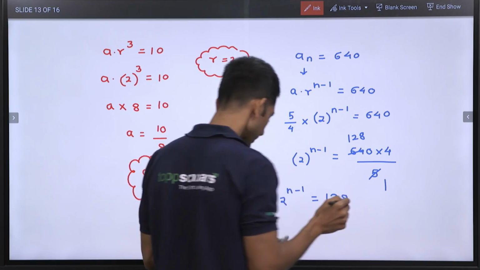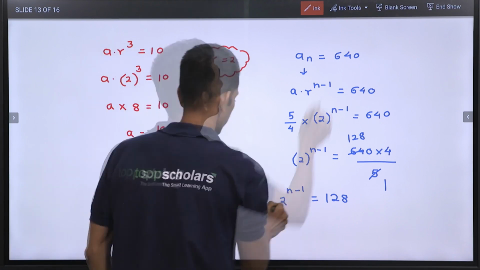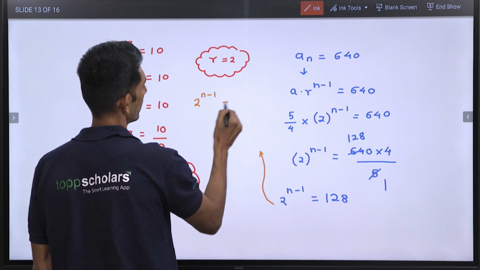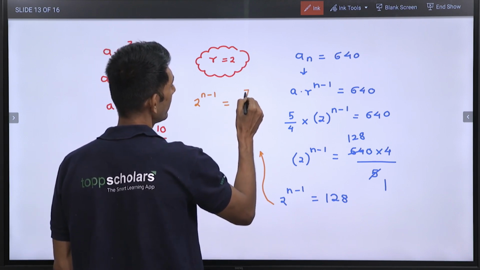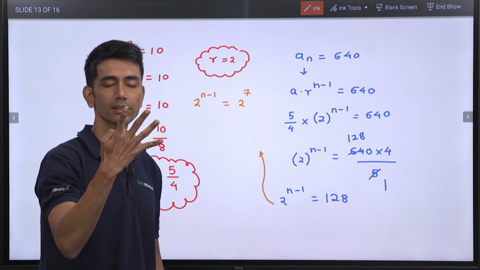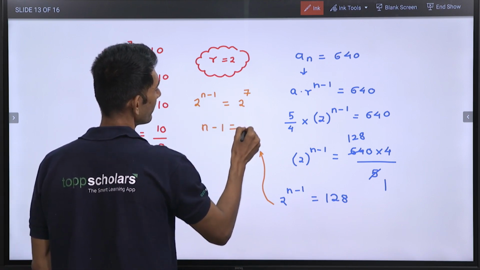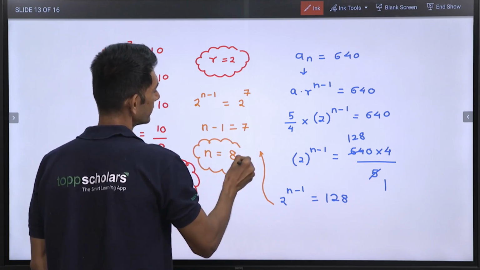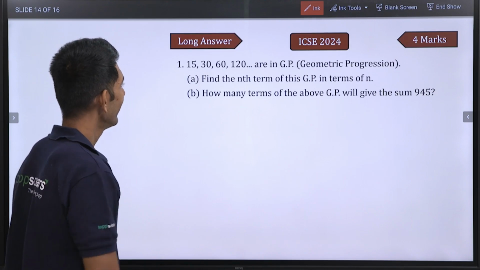Okay. So if I continue this further, 2 raised to n minus 1 is equal to 128. Can I say 128 is nothing but 2 raised to 7? See, 2 to the 4, to the 8, 16, 32, 64, 128, that is 7. So n minus 1 will be equal to 7. We're equating the exponents. So n will be equal to 8. So the number of terms is 8. That's it. We got the final answer. Easy. Okay. Now comes a new question.